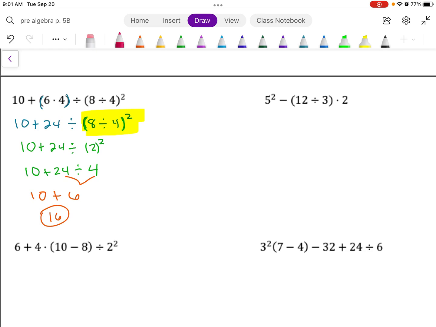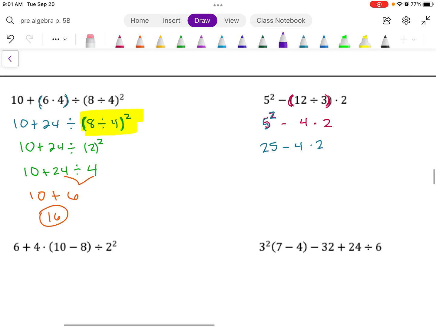Let's do a couple more here. So this next one, 5 squared minus the quantity of 12 divided by 3 times 2. Well, parentheses first, 12 divided by 3 is 4. So we have 5 squared minus 4 times 2. Well, after parentheses, we do exponents. 5 squared, well, that means we have 5 times 5, which is 25, minus 4 times 2. Well, then we look for multiplication or division, and we can multiply 4 times 2, which would be 8. Last but not least, 25 minus 8 would be 17. And there's our answer.